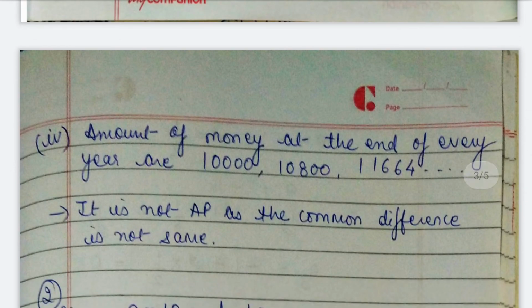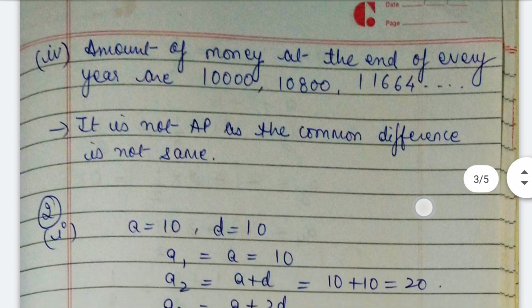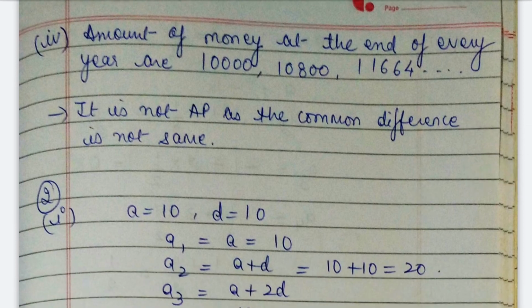Next, question (iv). The amount of money in the account every year when rupees 10,000 is deposited at compound interest of 8% per annum. Here we use the compound interest formula, A = P(1 + R/100)^n, where R is the rate of interest, that is 8%, and n is the time. The amount at the end of each year is 10,000, then 10,800, then 11,664. So it is not an AP, as the common difference is not the same.